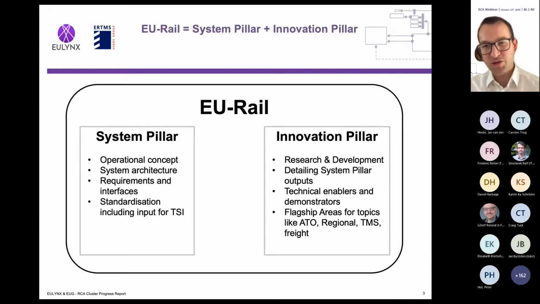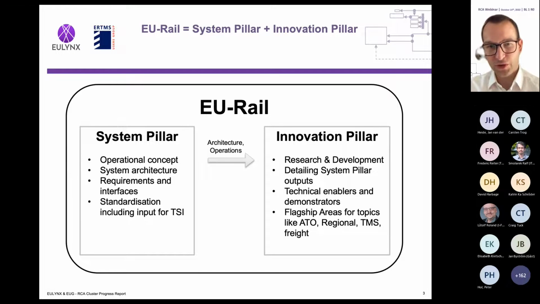Then on the other side, we find the innovation pillar, and there you have all the research and development activities and the more detailed work. The system pillar will be more working on the architecture and keeping everything together, operations and so on. But detailed development on some specific things is done in the innovation pillar. And of course, in the innovation pillar, we will see demonstrators that showcase specific technologies and developments, and then practically demonstrate where we want to go. It's organized in different flagship areas like ATO, regional, and so on.